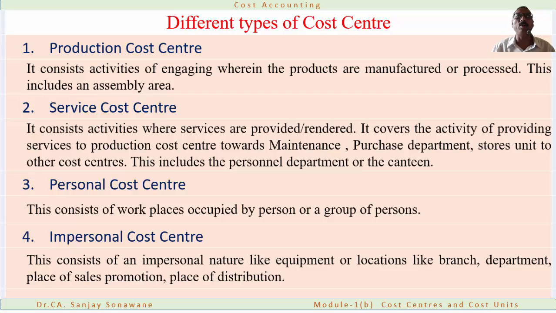Similarly, you can have the specific equipments or say plants which are required. Now you are spending a lot of money on this. So we require to identify this also as a cost center as a special case. So in that case, we identify that equipment, machinery as a cost center and whatever expenses we incur on that, it is accumulated at that place. So this becomes a cost center which is of an impersonal nature.